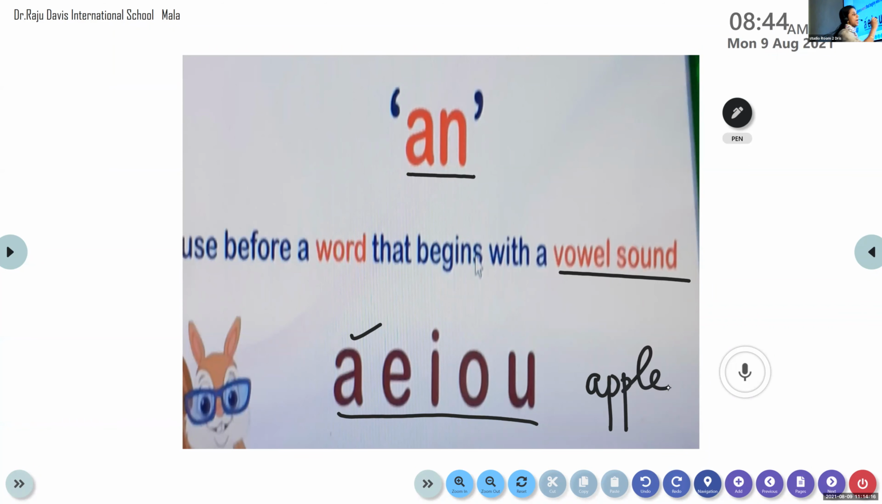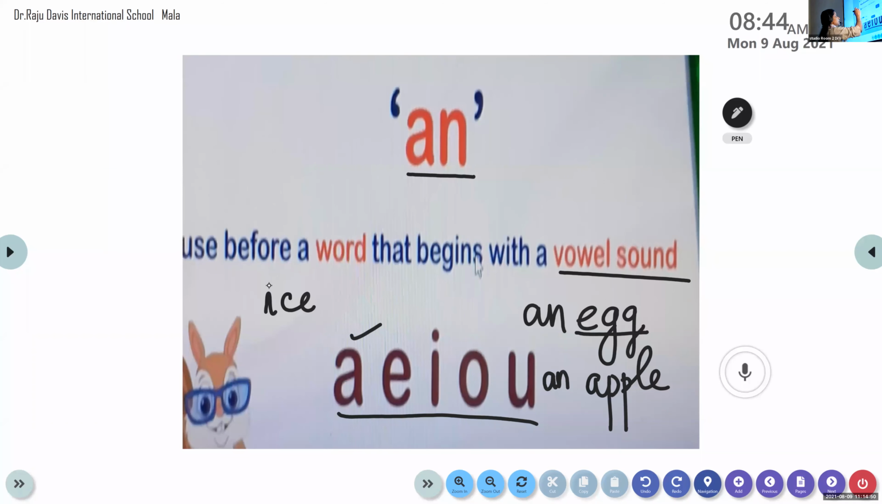we have to use "an" before the word. If the word begins with E, like egg, what do we have to do, children? We have to use "an" before the word. Clear? E is a vowel letter, so the word begins with a vowel letter. If the word begins with a vowel letter, we have to use "an" before the word. Is that clear to all of you? Okay, for ice cream, what do we do?